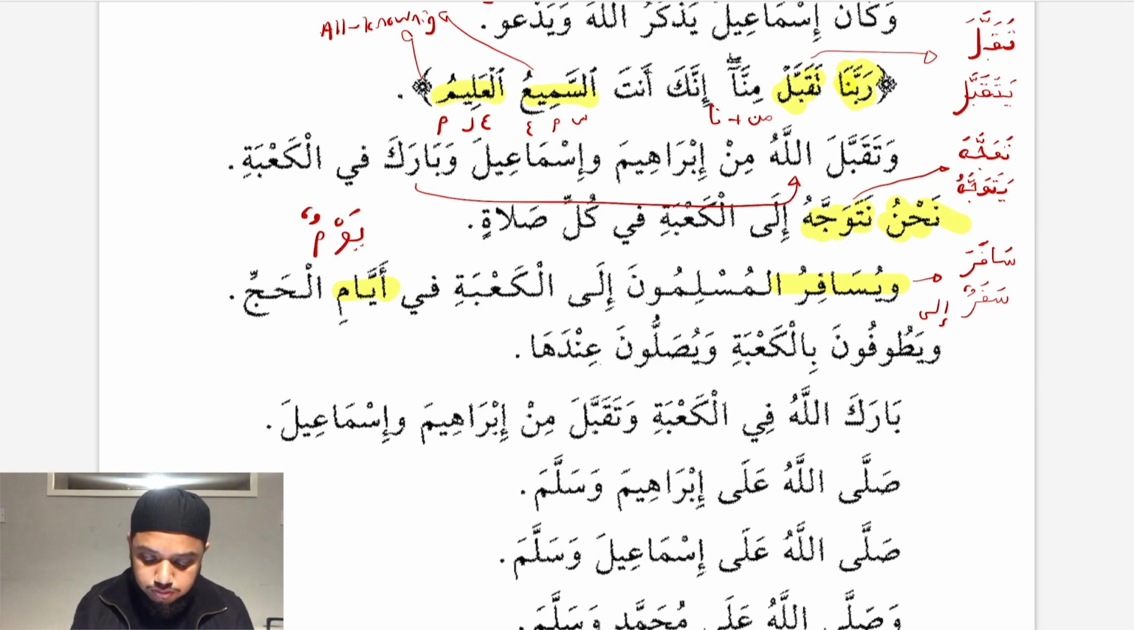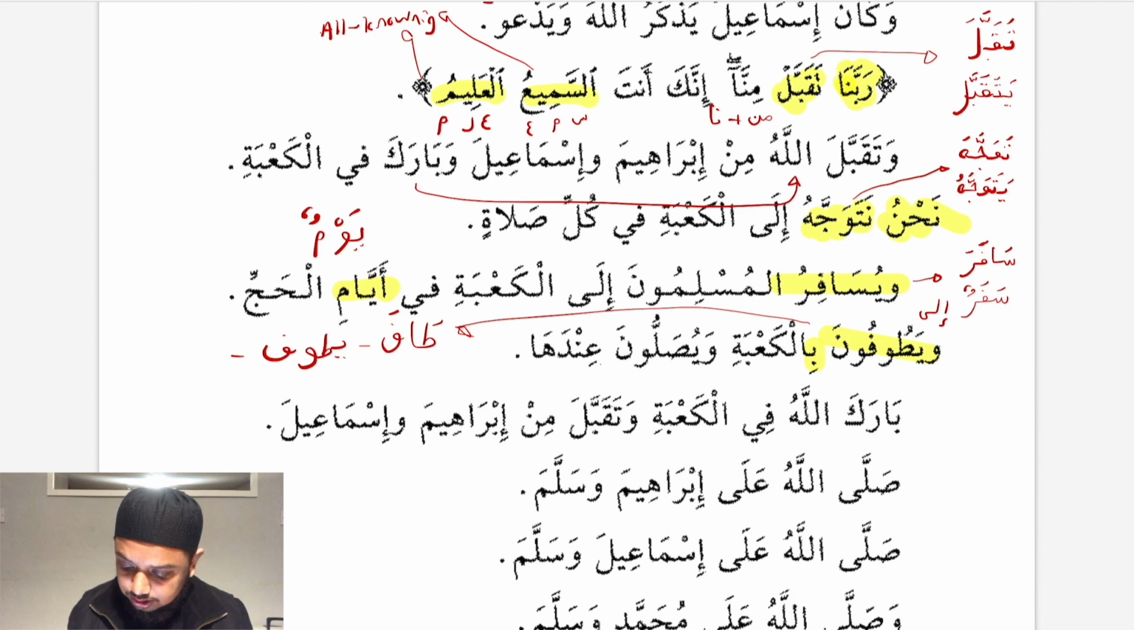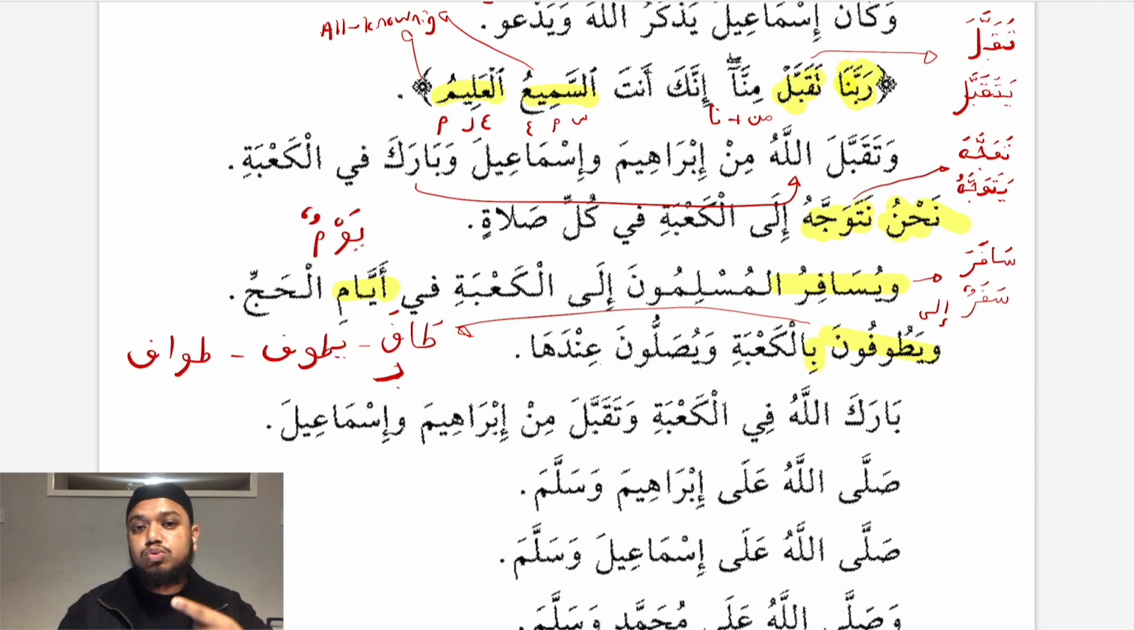ويطوفون بالكعبة ويصلون عندها. ويطوفون بالكعبة. طاف يطوف بـ means to circumambulate, to go around something. And as you may be aware, as Muslims we do the tawaf, we go around the Kaaba. طاف, يطوف, الطواف is the masdar. ويطوفون بالكعبة, and they, the Muslims, do the tawaf around the Kaaba. ويصلون, and perform salah عندها, next to it or by it.